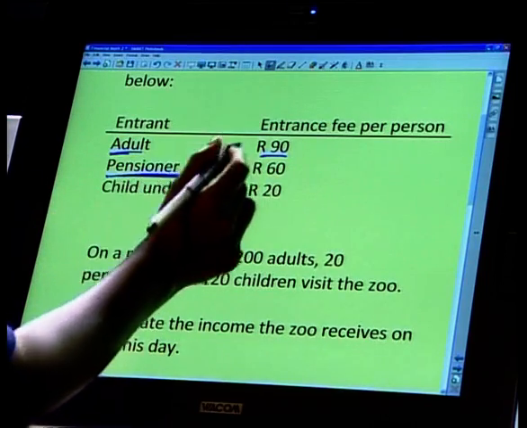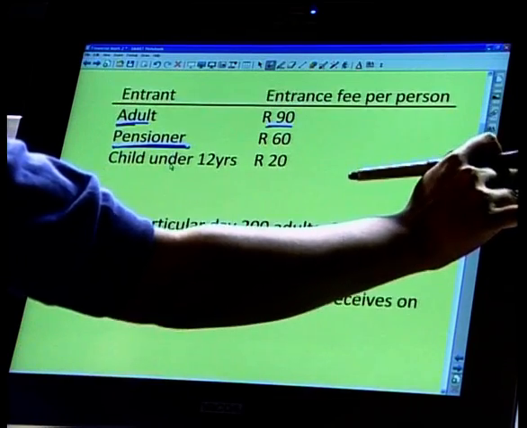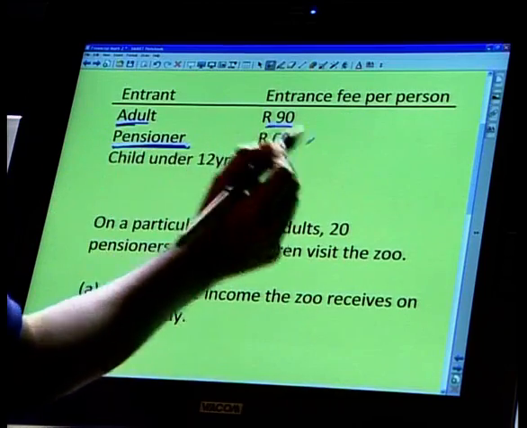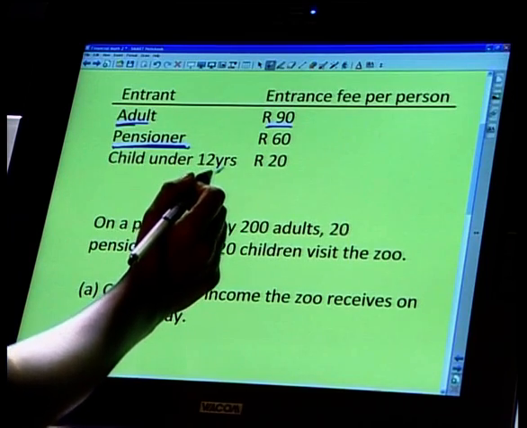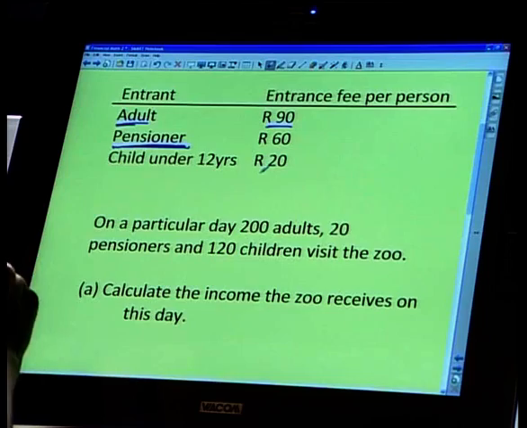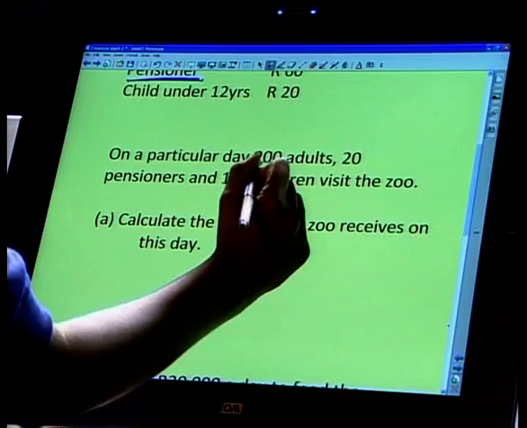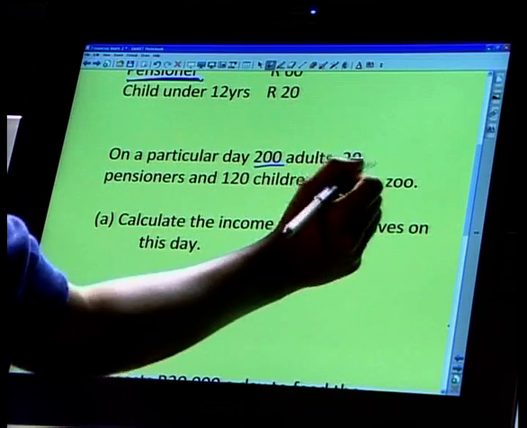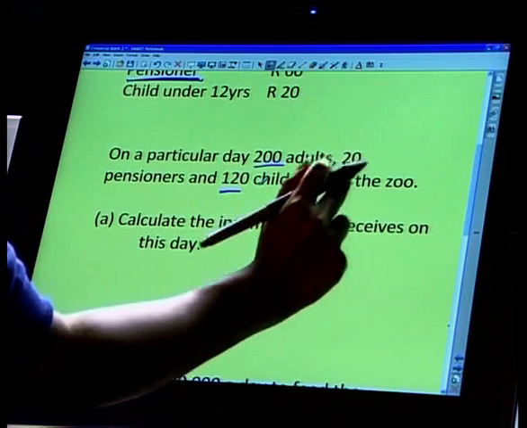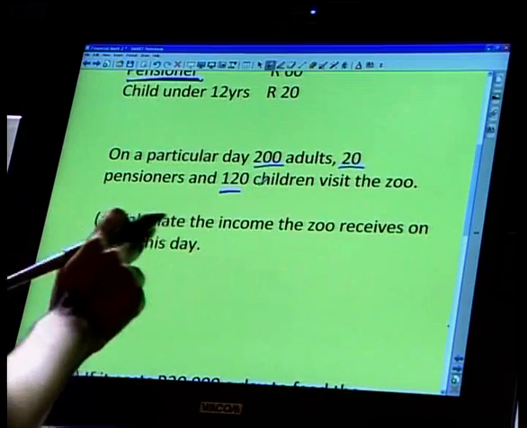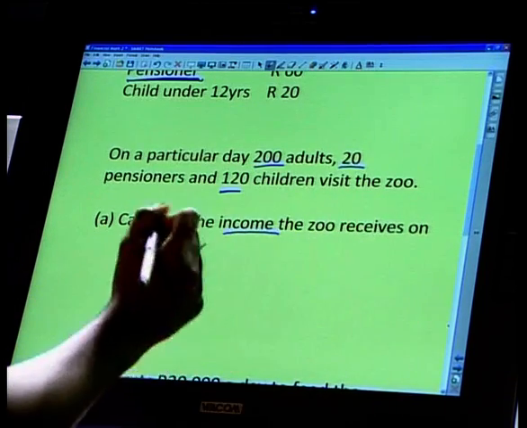Pensioners, usually people who are over 60 years old and they're receiving a grant or that kind of thing, will pay 60 Rand to get in. A child under 12 years old will pay 20 Rand to get in. Now, on a certain day, we are told there are 200 adults, 20 pensioners, and 120 children that visit the zoo. They then ask us to calculate the income that the zoo receives on this day.